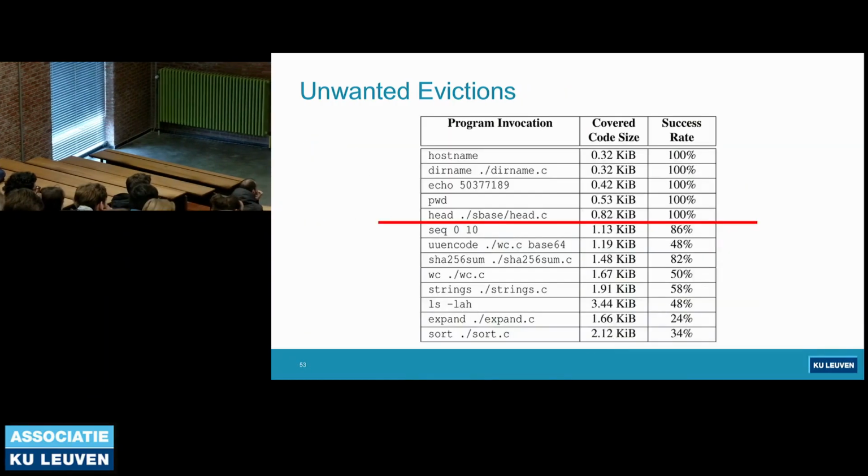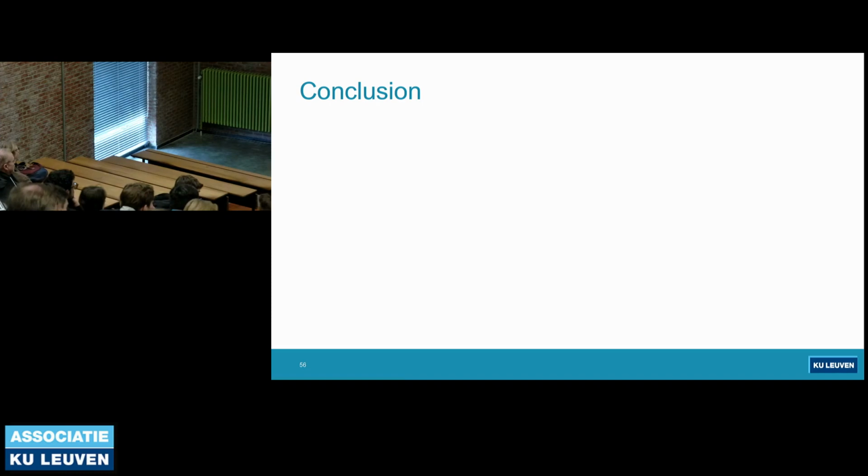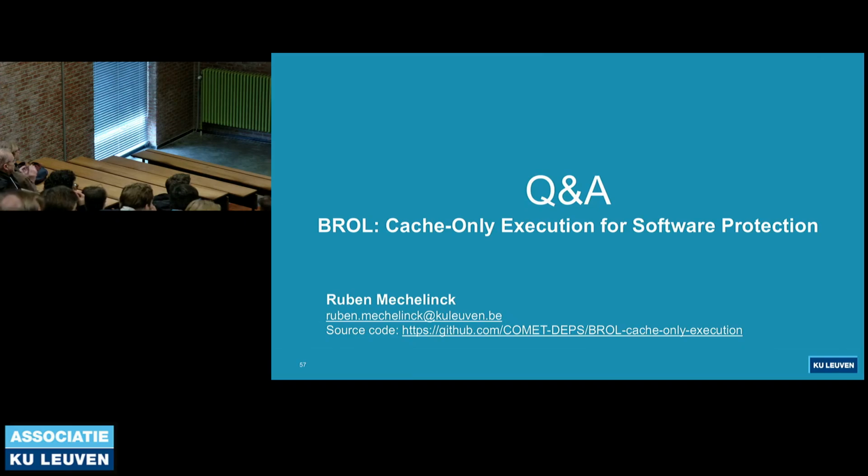Well, since I'm already 40 minutes in, I will skip this. I'm sure you will have questions about it, and go straight to the conclusion. So we designed BROL, a system to protect software against piracy, reverse engineering, and unauthorized deployments by binding it to a hardware instance and running it from the cache. Right now we are limited to systems with a single cache level, like microcontrollers. Okay, I think I can end here, and I'm ready for your questions.